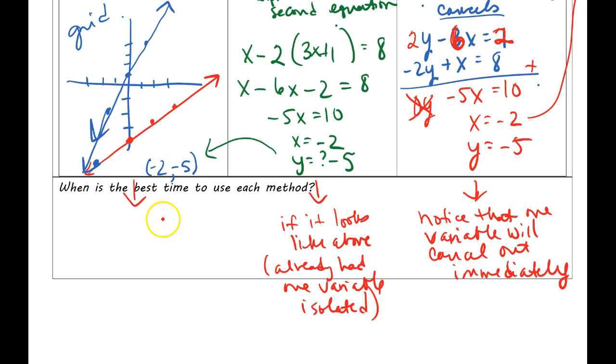I usually don't ever use graphing, but teachers will tell you to use it if both equations are already in y equals mx plus b form. That would be the only time I'd ever use graphing.